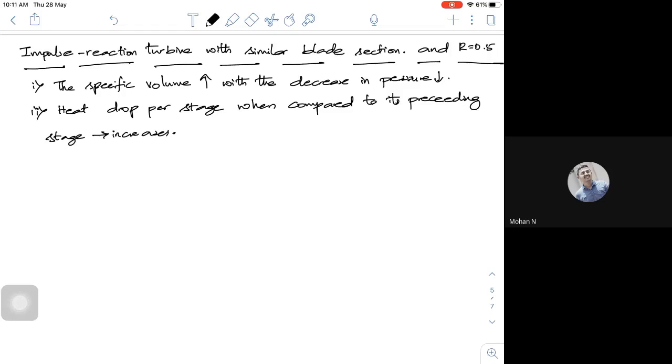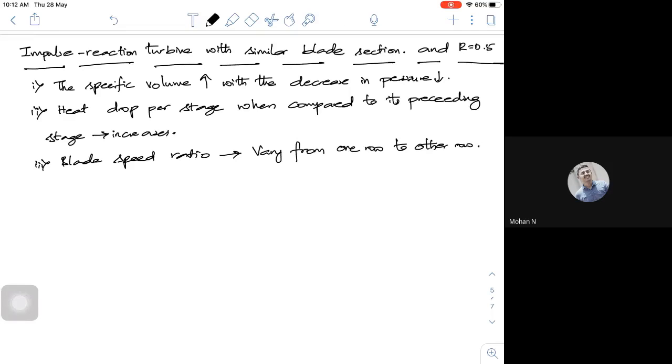Okay, and the third point, the specific speed, or we call it the blade speed ratio, will also vary. So blade speed ratio will also vary from one row of blades to another. Okay. What is this actually?